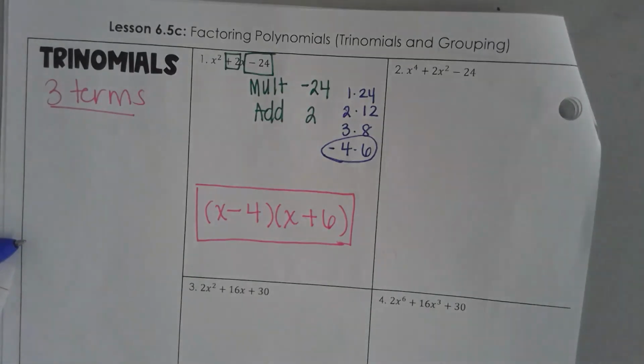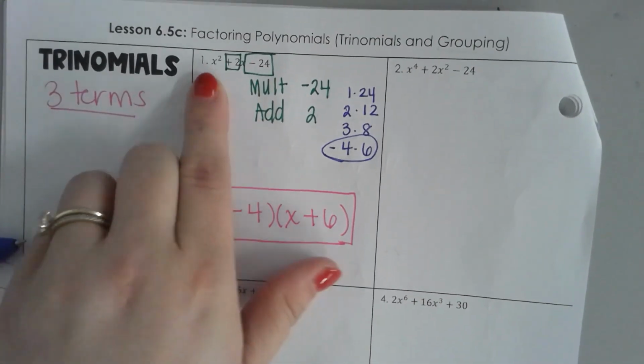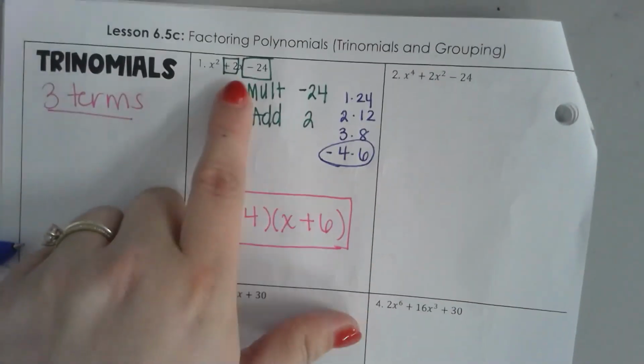Now I want you to look at number 2 and tell me if number 2 is different than number 1. Yeah, the exponents are different. You have an x to the 4th over here when you had an x squared on this side. And you have an x squared where you had an x.